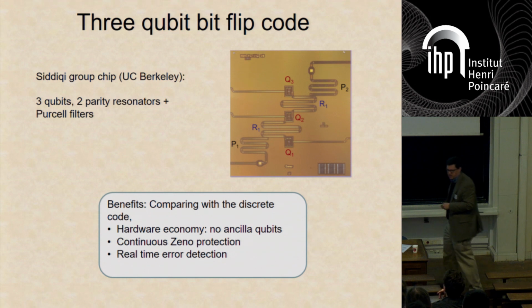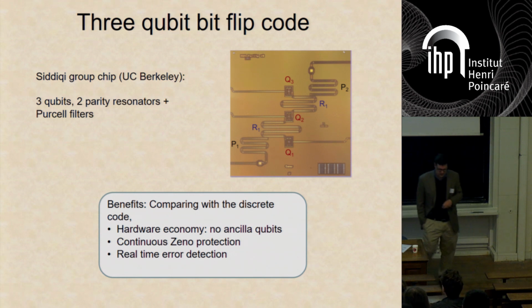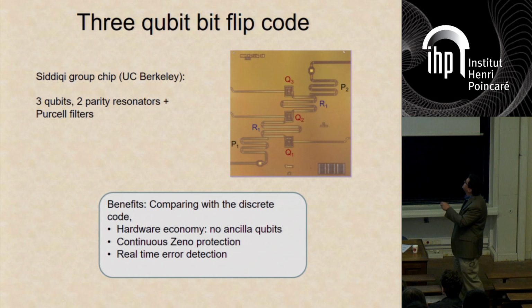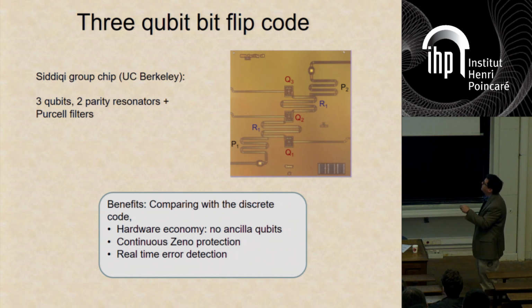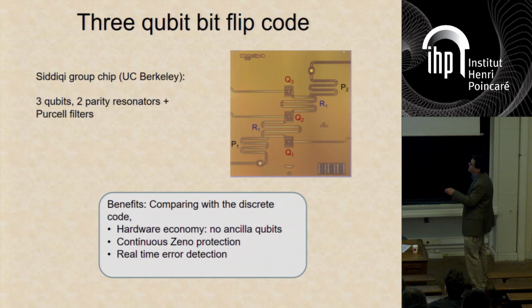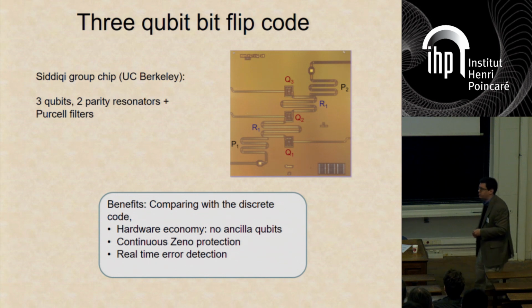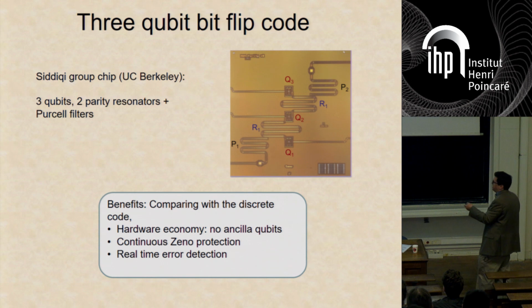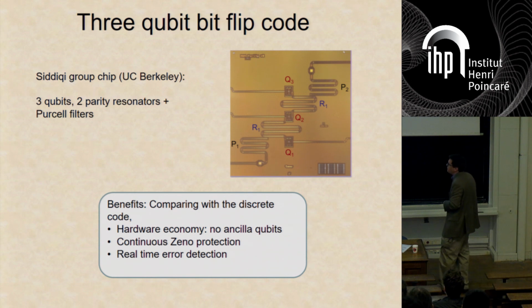Okay, so this is the idea. This is not just a theoretical scheme, so there's a nice new chip that's been developed in Irfan Siddiqi's group. This is a chip that implements exactly what I was talking about. You've got 3 qubits here, 2 readout resonators, and also some Purcell filters, and then it realizes this continuous parity measurement. So it has certain advantages. There are no ancilla qubits. You've got this continuous Zeno protection. As you measure the parity basis, you tend to project into the parity eigenstates, which then tends to suppress certain types of errors, and you can then detect errors in real time. All right, so what's the idea?